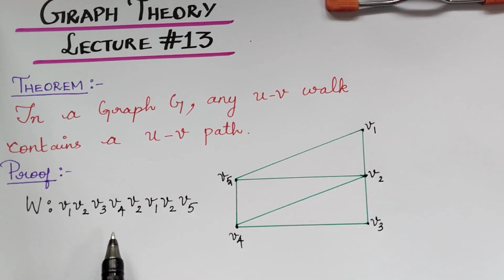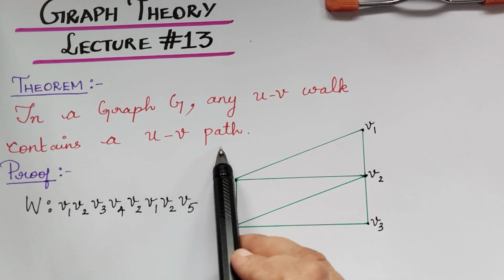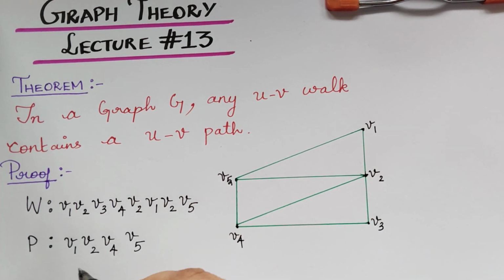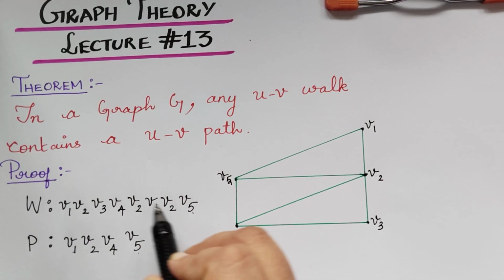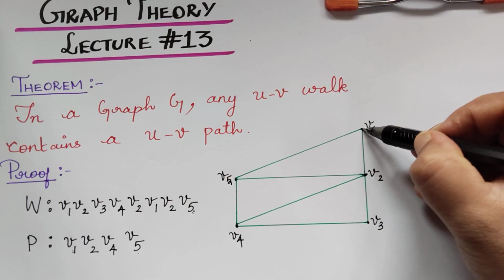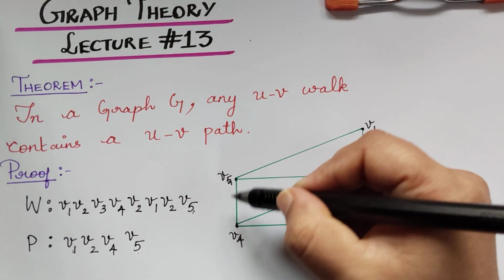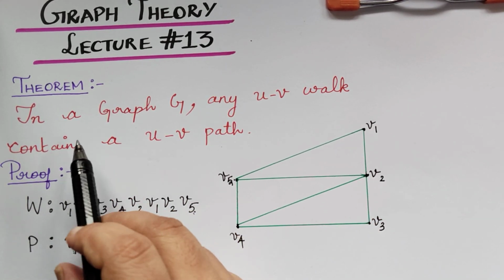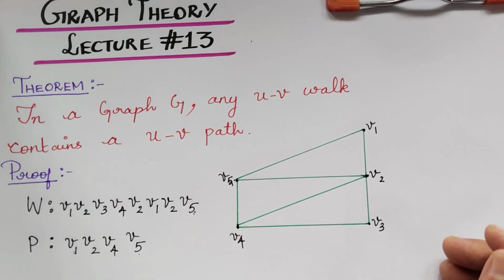Now this walk will contain a path, and that is what we have to show. Here I have shown a path which starts from V1 and ends at V5 as in the walk, and you can see that the path is V1, V2, V4, V5. So this path is contained in this walk. This is the illustration. Now we shall see the theoretical proof for this theorem.